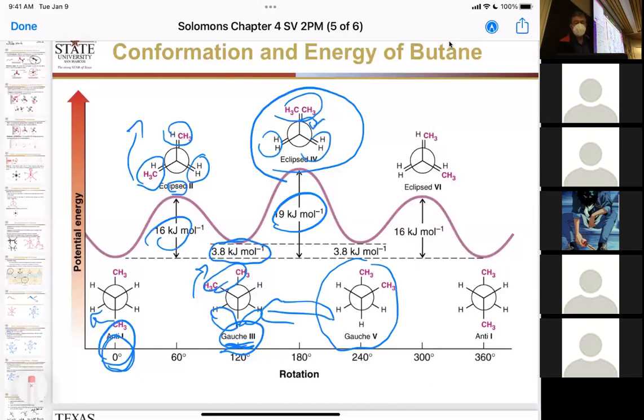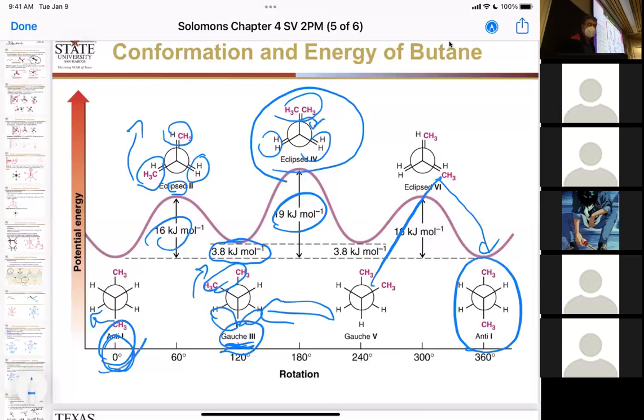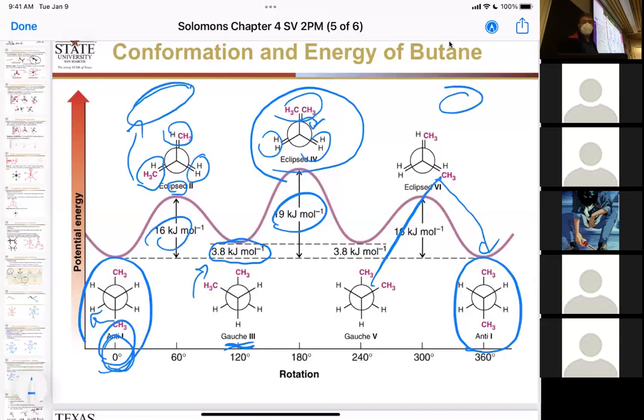So we have to go through one more eclipsed and then down to our anti. And so anti is the same as the one over here. They're the same. And the two gauche are the same. And the two eclipsed with one methyl group are the same. And then this is our highest energy. Do we see how that energy changes as we just keep rotating that around?